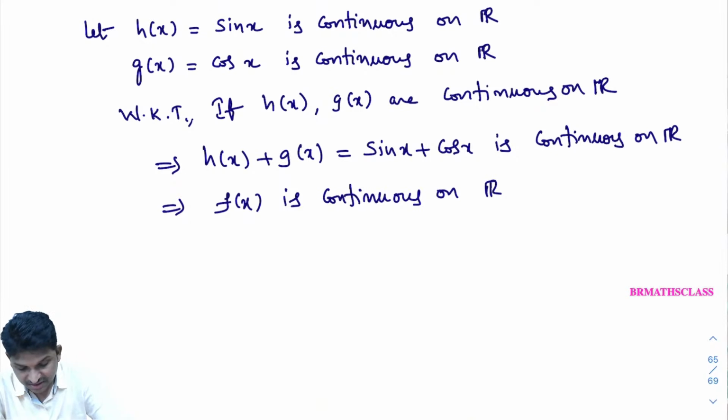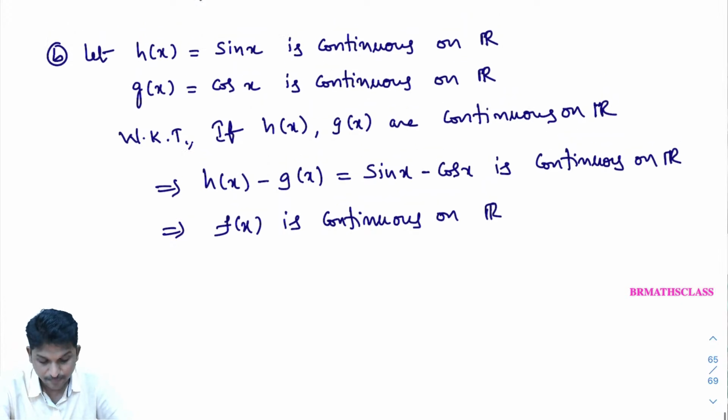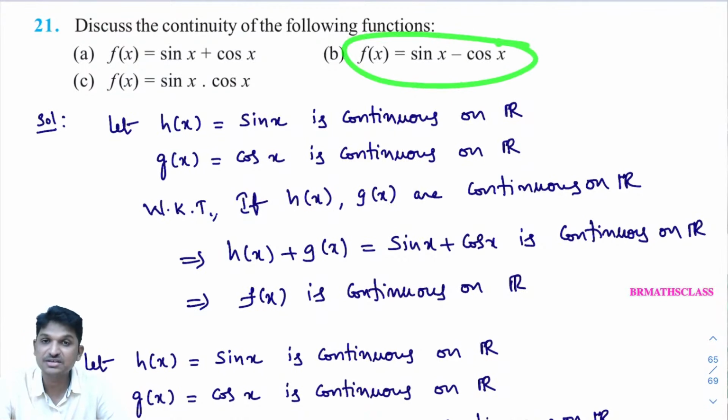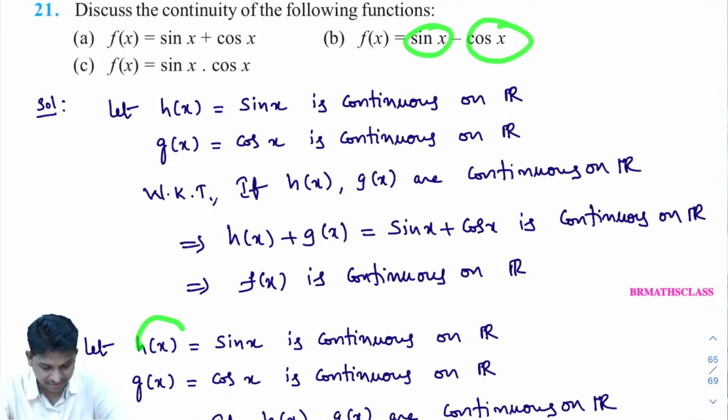Right, we are discussing the second bit. First thing you observe here, what are the points we need to know here? What are the points you need to know? Okay, right, h of x minus. Here what we are discussing? We are discussing whether sin x minus cos x is continuous or not. For this, what I took? First I took sin x. Look here, I took sin x as h of x, cos x as g of x.